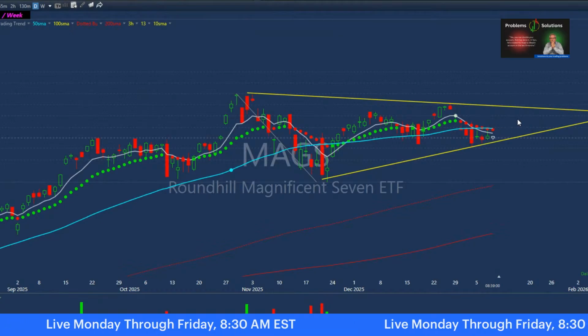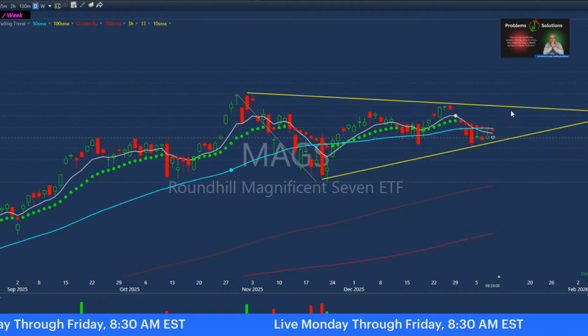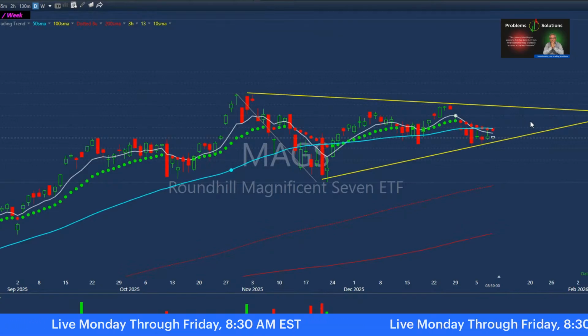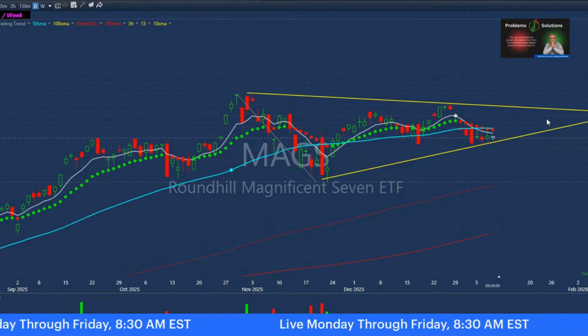The more we move to the right, and it doesn't matter whether we're down here or up, the more we move to the right, we're moving into that funnel explosion area.